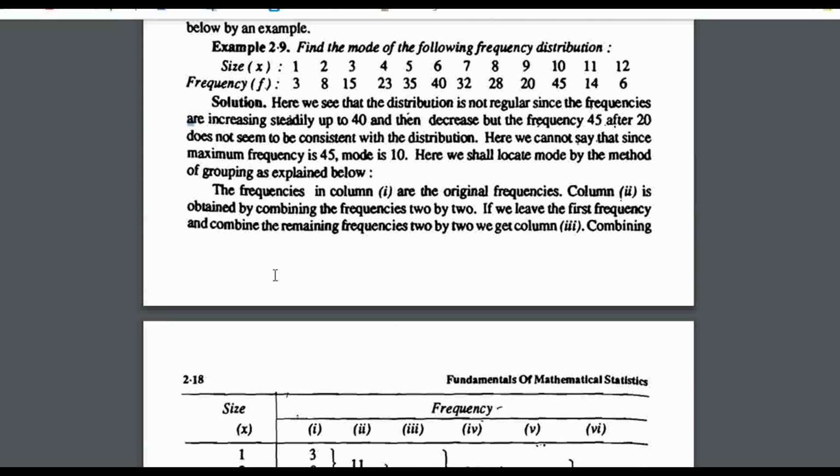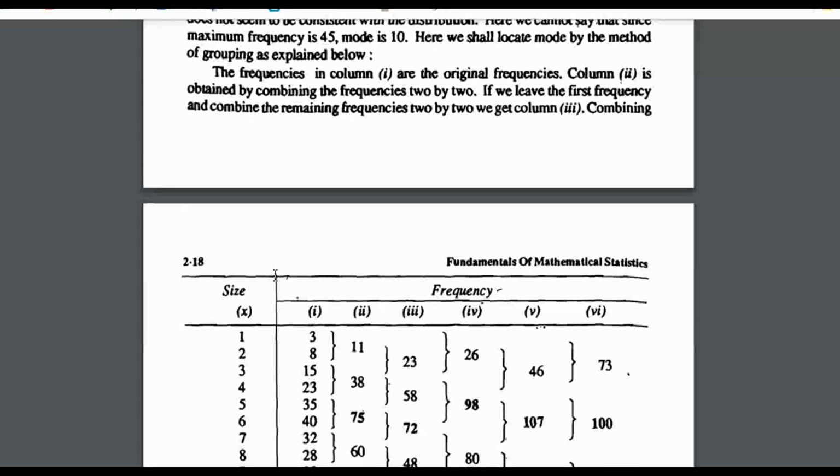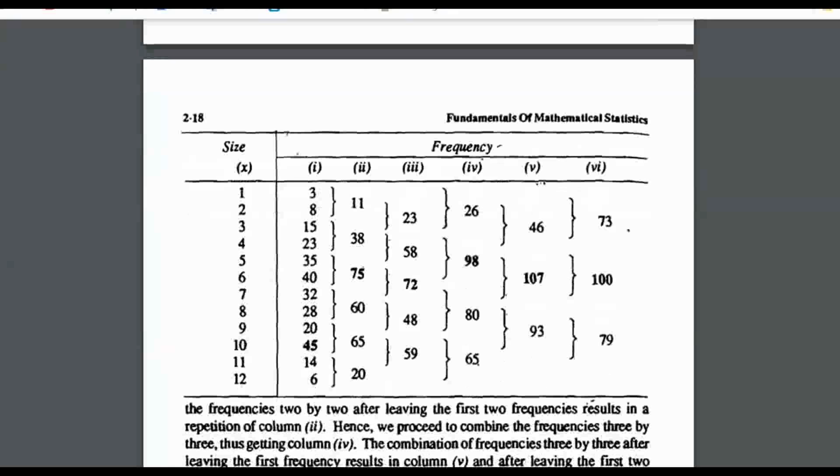The original data is given here from 1 to 12, and the corresponding frequency is given. So this 45 is the irregular entry which should not be here. Because of that we are not able to directly say what the mode is: 6 or 10. So here we'll group. Here, group of 2. We'll add 3 and 8, 11. Similarly 15 and 23, 38. So we are grouping two elements.